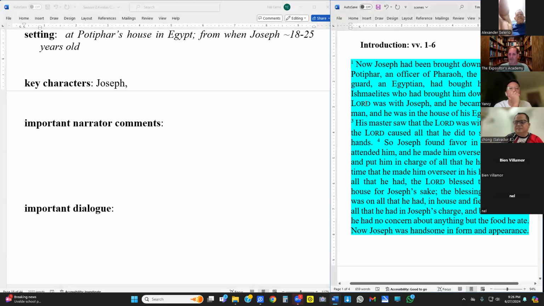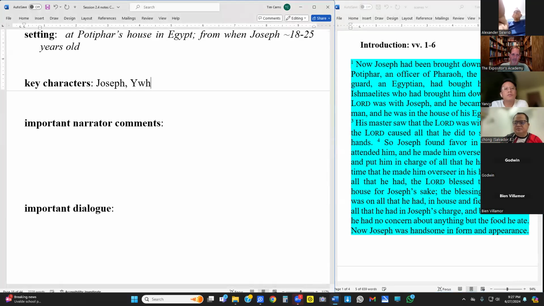You have Joseph, you have Yahweh, the Lord, doing action here. The Lord was with Joseph. The Lord caused all that he did to succeed. The Lord blessed the Egyptian's house. So clearly, Yahweh is a key character in this story.